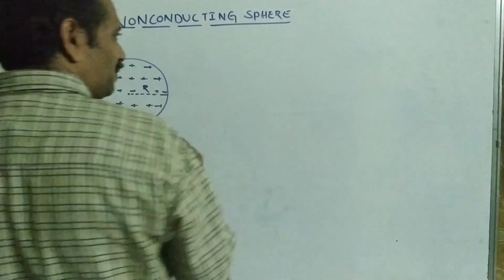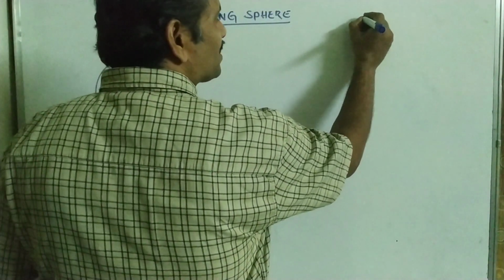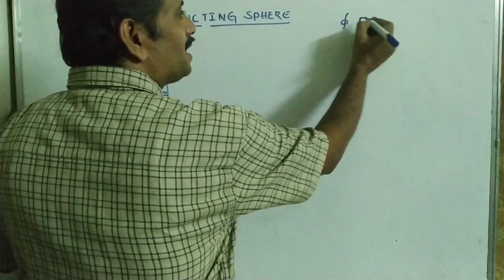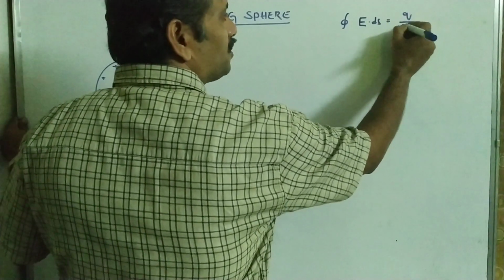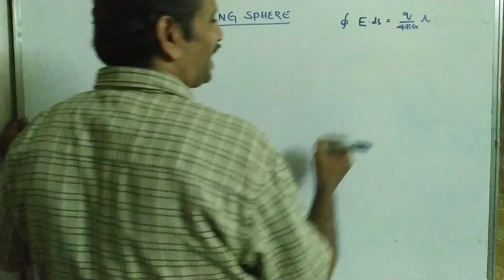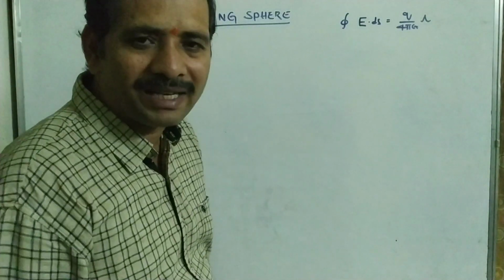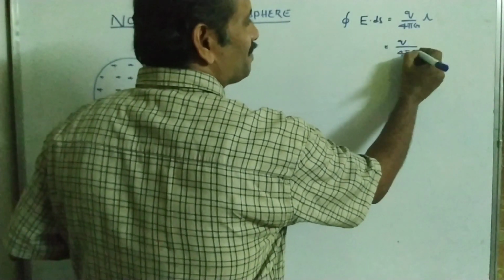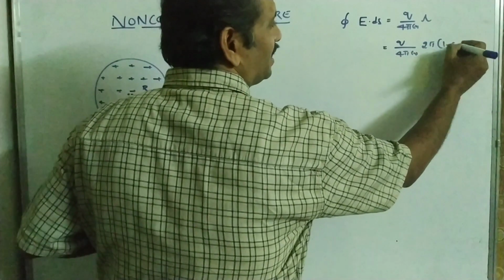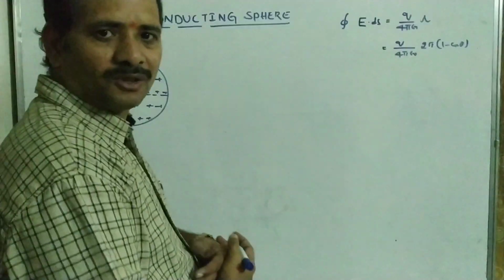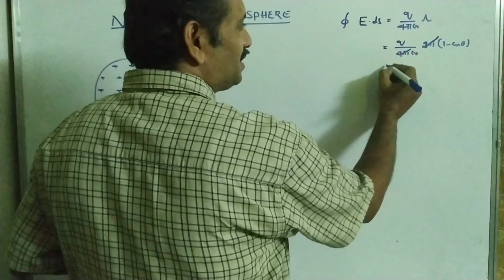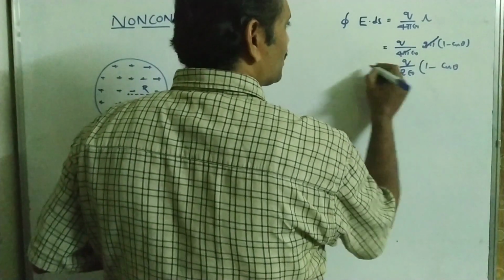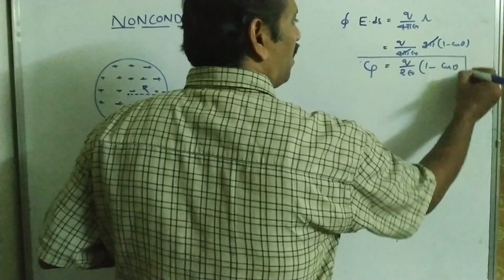Before solving the field, what is Gauss theorem? The electrical flux through any surface is equal to Q by 4 pi epsilon 0 times the solid angle. The solid angle is 2 pi into 1 minus cos theta, so the 2 pi cancels and the flux is Q by 2 epsilon 0 into 1 minus cos theta.